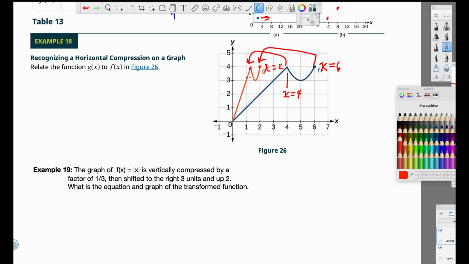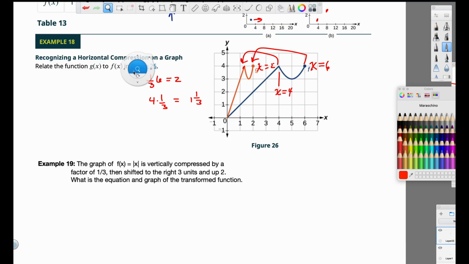So what's happening here? We're going from 4 to 1.3. What are we multiplying through here? It looks to me that we are multiplying these values by a third. Right, so 1/3 times 6 is 2, and 4 times a third is going to be 1 1/3. So that looks like 1 1/3 to me. So we are compressing here by a factor of 1/3.